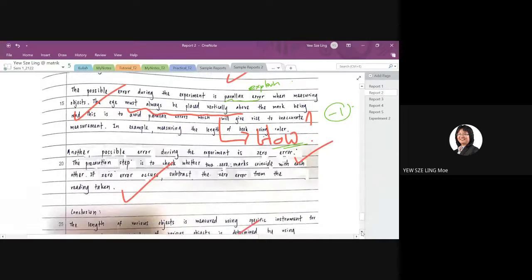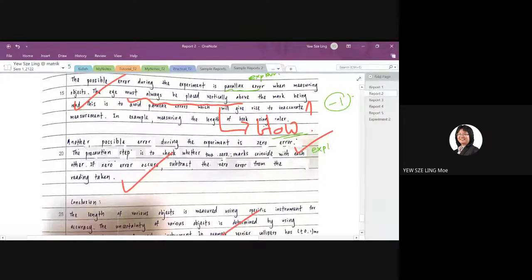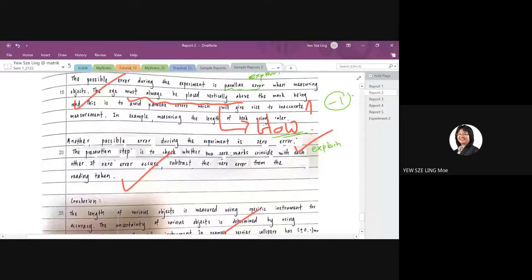So another possible error in the experiment is zero error. Okay, zero error. Perhaps it would be better if you can explain a little bit. Where did it happen? Which apparatus? Which measuring tools? All right, so the precaution step is to check whether there is a zero error. Okay, now at least she got explained. So the zero marks coincide with each other.